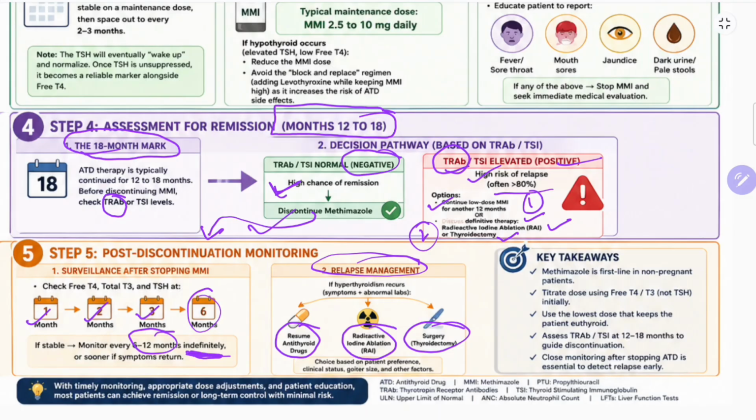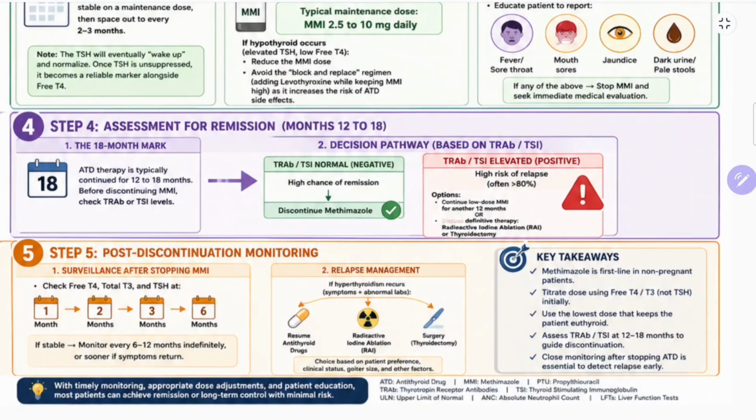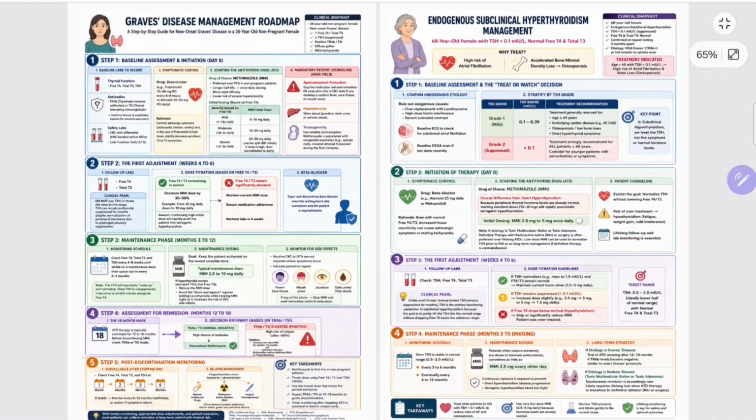Key takeaways here are: methimazole is the first line in non-pregnant patients. Titrate dose using T4 levels, not TSH. Use the lowest dose that keeps the patient euthyroid. Assess TRAb at 12 to 18 months to guide discontinuation. Close monitoring after stopping ATD is essential to detect relapse early, for life. And if he or she relapses, better to go for radioactive iodine therapy or surgery. But if not, then you should continue the antithyroids for life. Okay, that was the first case, hyperthyroidism due to Graves' disease.